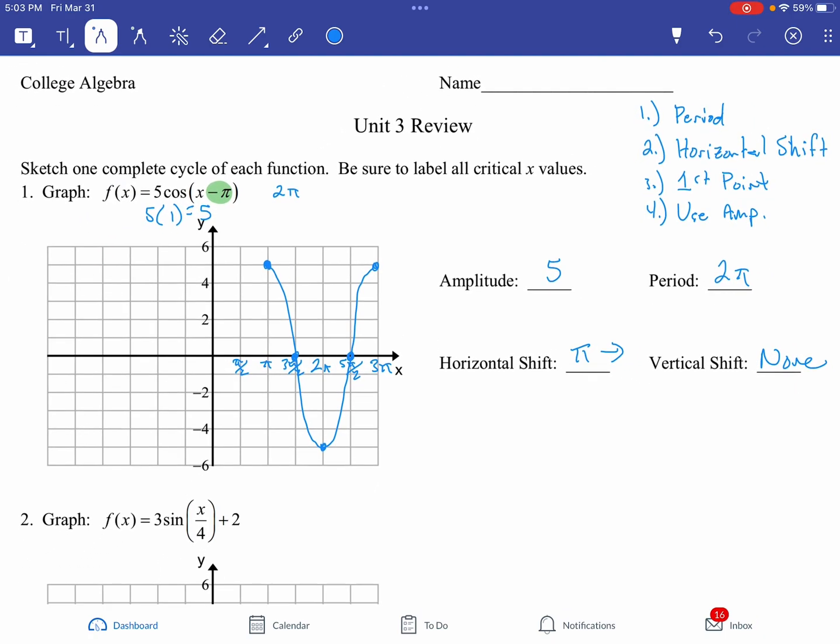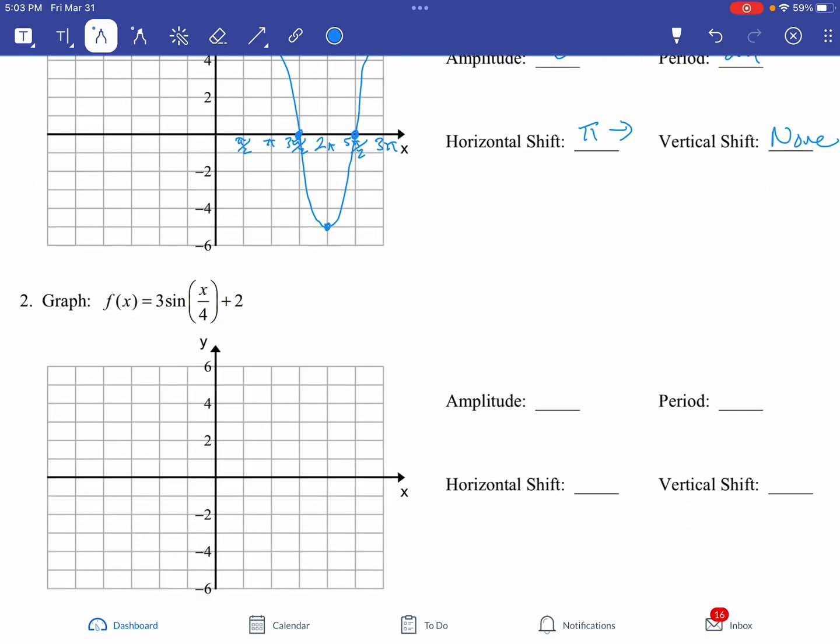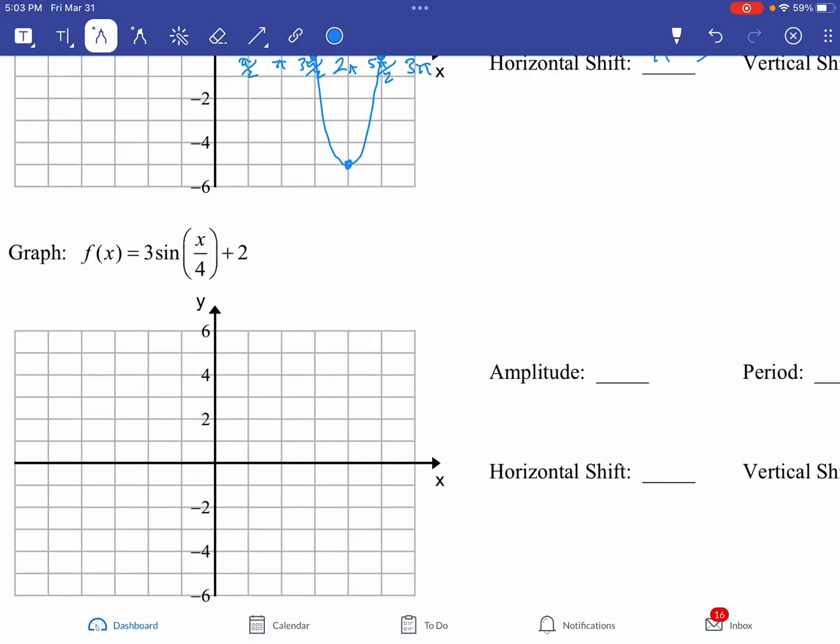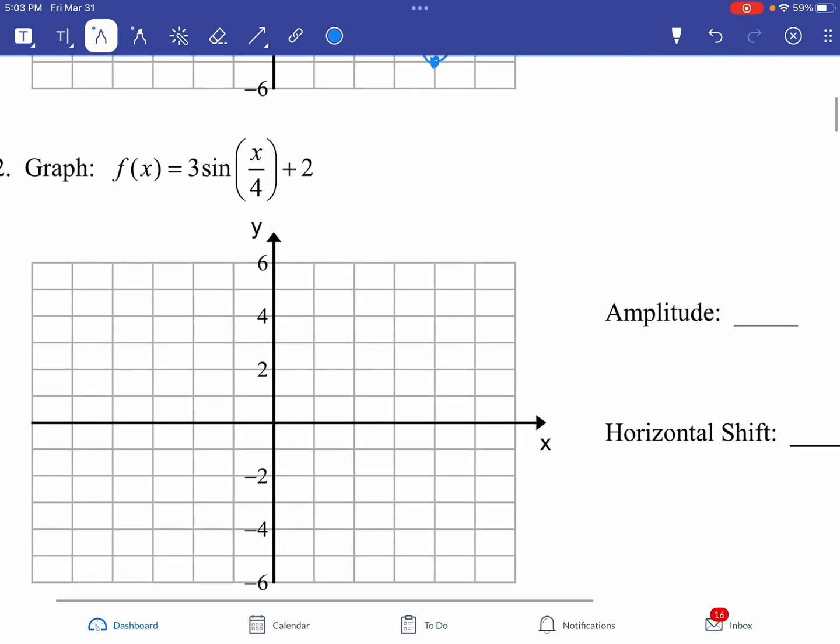Question number 2. In this case, my x is being divided by 4, so I'm going to have x over 4 is equal to 2 pi. I'm going to multiply both sides by 4, and x will equal 8 pi. So it's my period, so I have 8 pi. Half of that is 4, half of that is 2. 3 times 2 is 6.